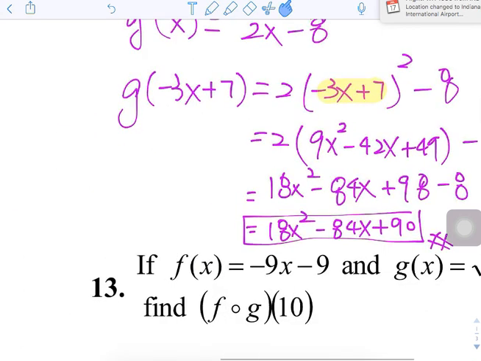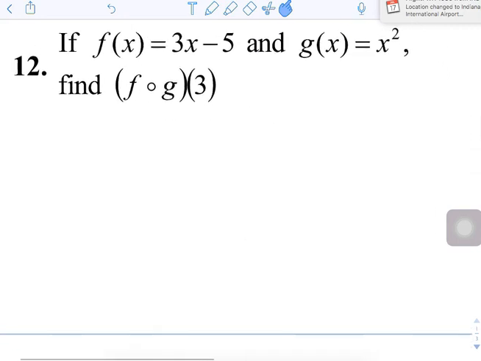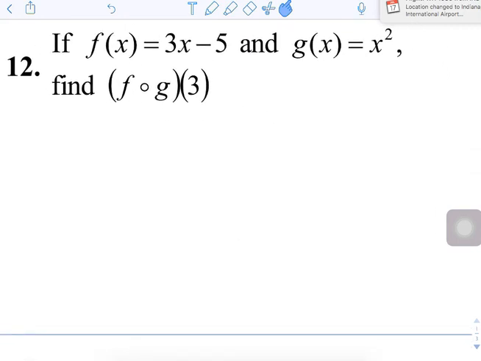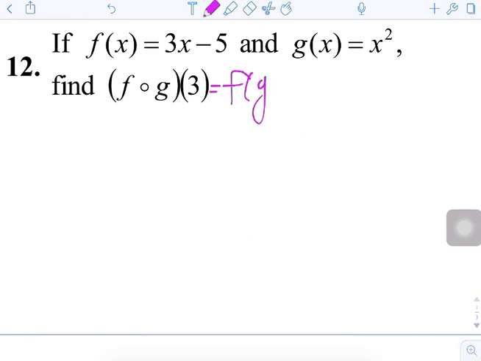Okay, now let's move on to number 12. Number 12 is also a fairly easy function to deal with. So all we need to do essentially is just to use the information right here in this question to do the problem. So again, this is equal to f of g of 3.